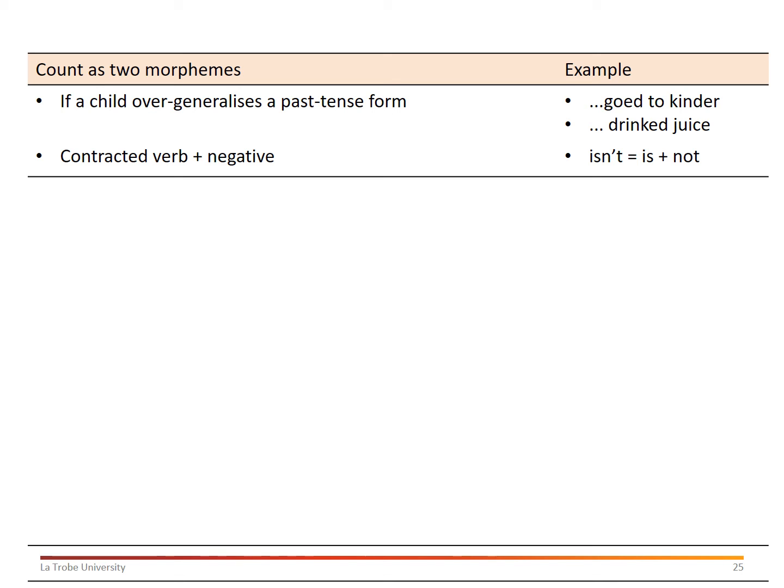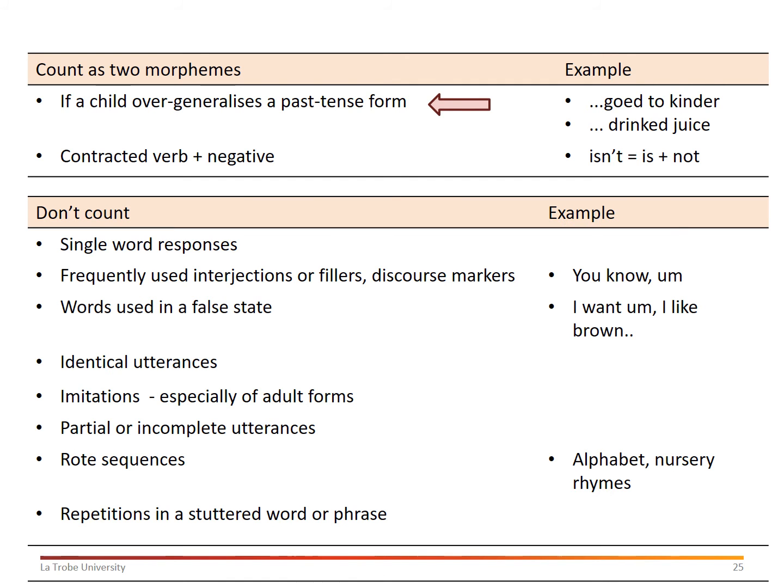And we also count as two morphemes a contracted verb plus the negative. So isn't is the same as is not, which would be counted as two morphemes. So again, that can be a little bit tricky because you're actually giving the child more credit than they would get if they'd actually got the verb correct. But again, they're the rules that these calculations were based on.